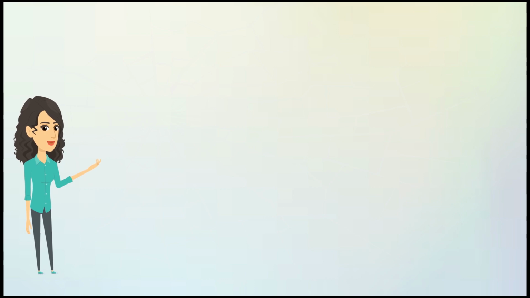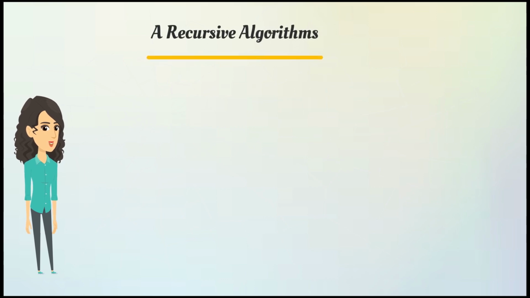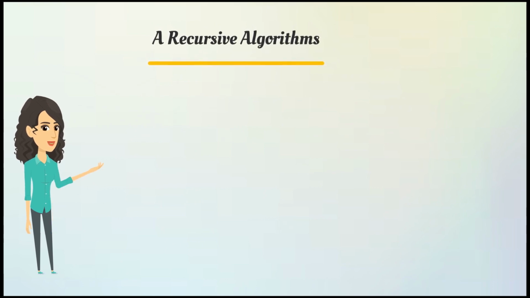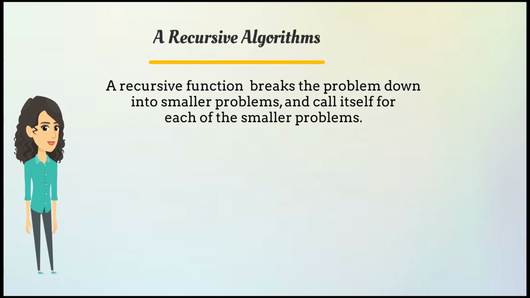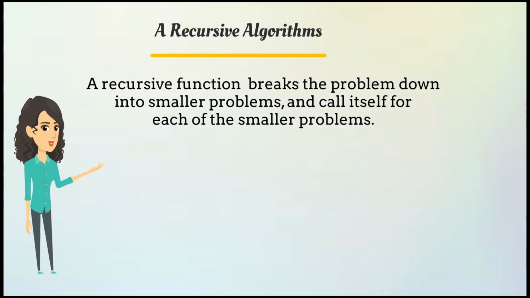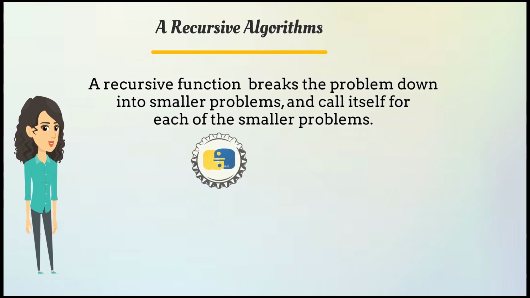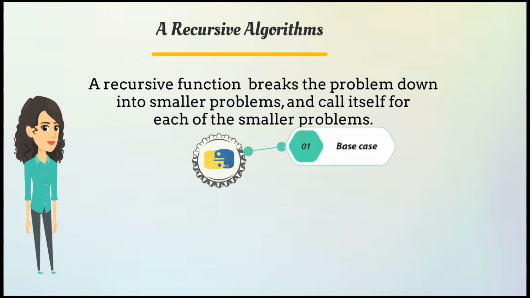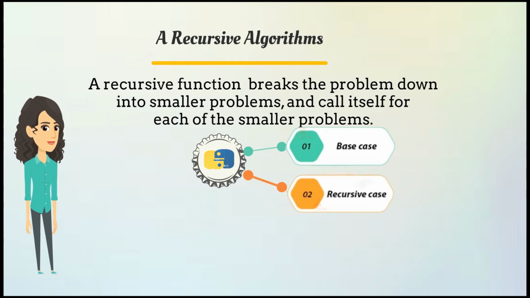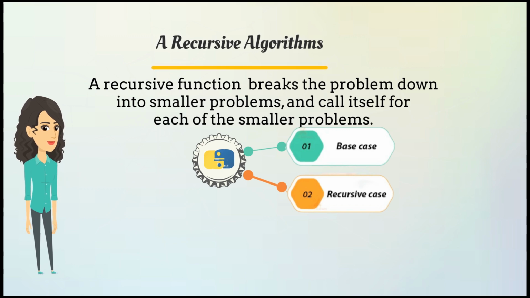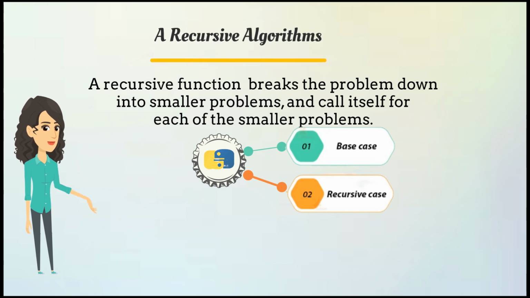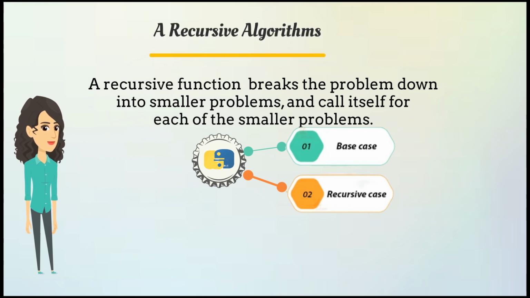Let's move forward and explain what the recursive algorithm is and what the conditions are, with an example. A recursive function breaks the problem down into smaller problems and calls itself for each of the smaller problems. It includes basically two conditions. First one is the base case or terminal case. Second one is the recursive case. So in other words, depending on what value is passed in, it may return an answer, or it may call itself again. So let's look at the 5 factorial case.